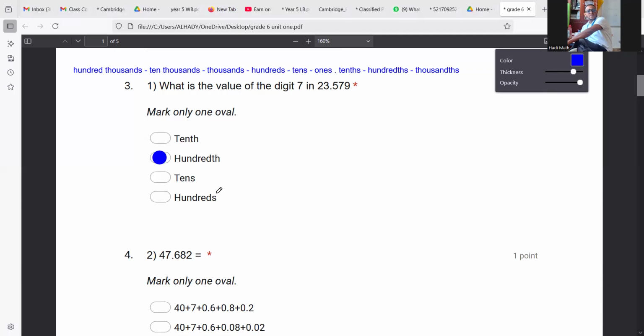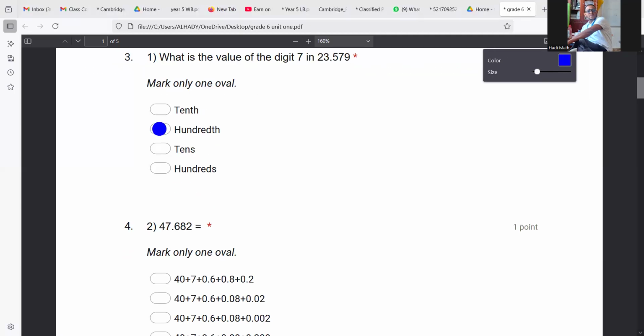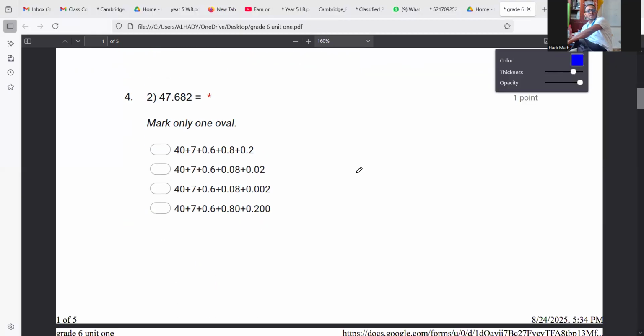Then we go to question number 2. We have this number, 47.682. So it is equal to which number? You need to go through this one. You have 4 is tens, 7 is ones, 6 is tenths, 8 is hundredths, and 3 is thousandths. Tens, okay, 7 is ones, okay, 6 is tenths, good. 8 is tenths, and 2 is tenths.